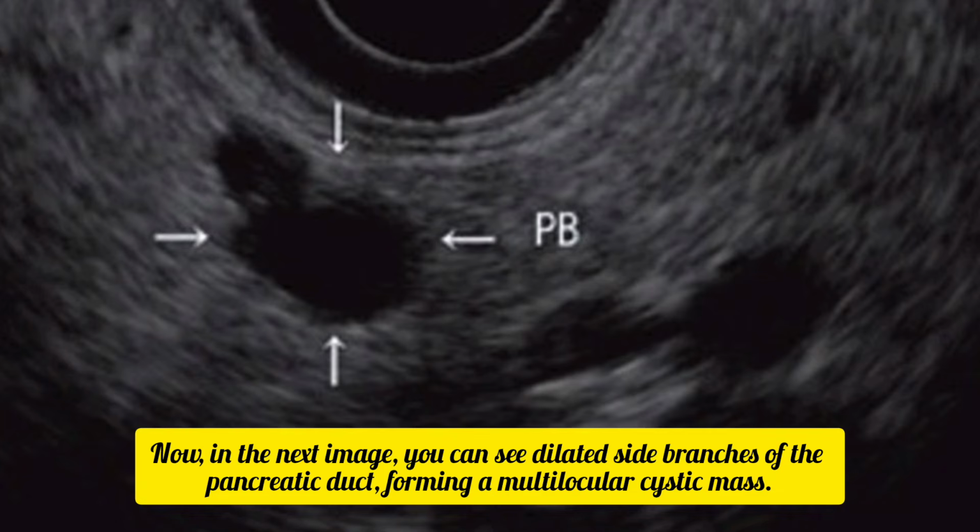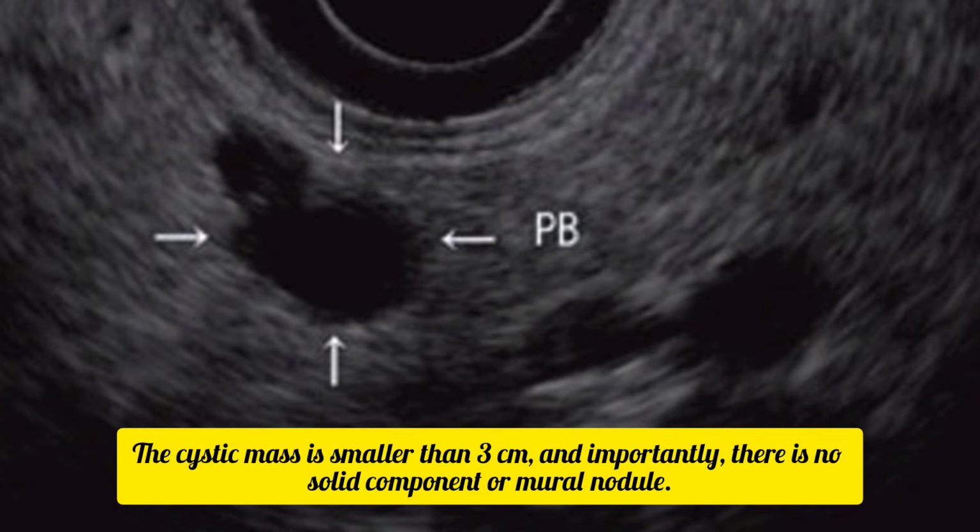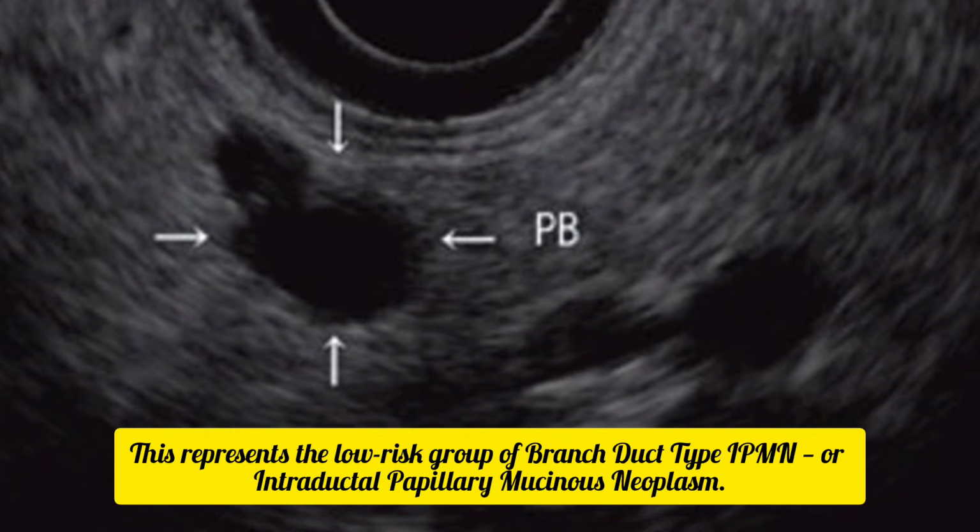Now in the next image, you can see dilated side branches of the pancreatic duct, forming a multilocular cystic mass. The cystic mass is smaller than 3 centimeters, and importantly, there is no solid component or mural nodule. This represents the low-risk group of branch duct type IPMN, or intraductal papillary mucinous neoplasm.